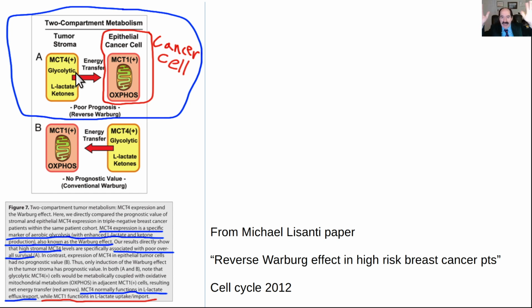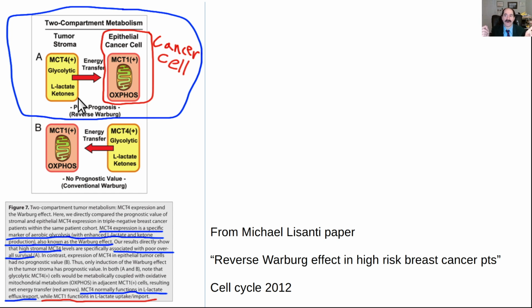Okay, now here's the AO, the academic orgasm of this talk. The tumor stroma cell, the cancer-associated fibroblast, the CAF, will not only release lactate, as you would expect from anaerobic glycolysis, it'll also release ketone bodies like 3-hydroxybutyrate.